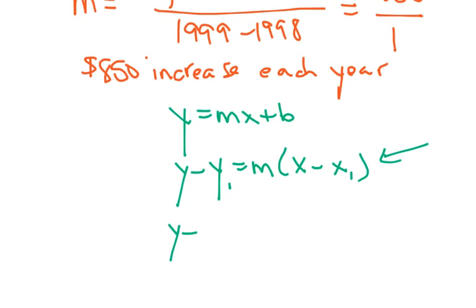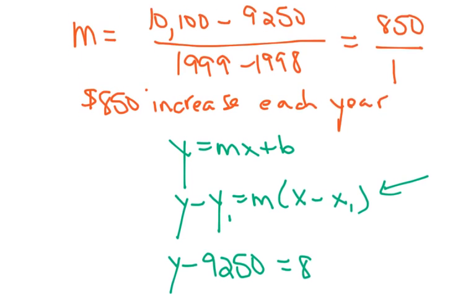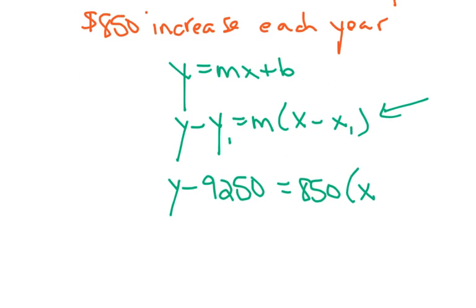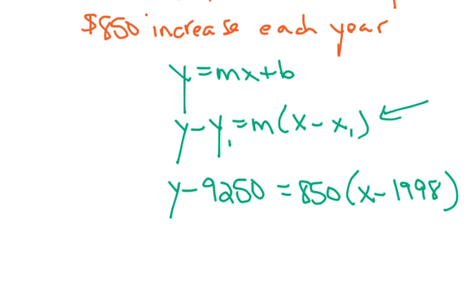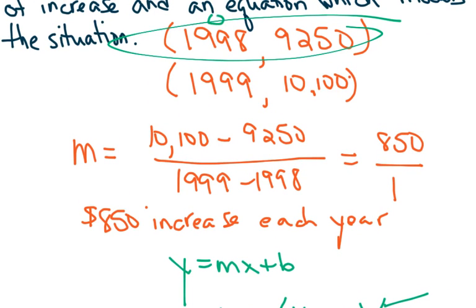So y minus 9250 is equal to, what did I say m was? 850, x minus 1998. There's actually another way of doing this. A lot of times when we deal with problems involving time, or years, I should say, instead of actually using the year, we'll convert it to years since some other year, usually whatever the first year they give me. So I could have instead called this 0 and this 1, and I would have gotten the same slope.